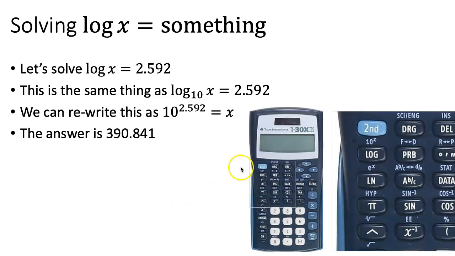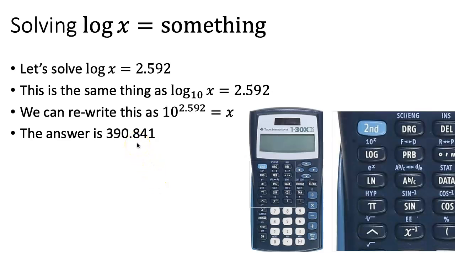On a TI-30, you'll see this 10 to the x is the second function or the inverse function of the log button. To make this show up, you have to press the blue second, then this button, and you'll get 10 to the x to show up here. Then you can type in 2.592 and press enter, and you'll get this answer.